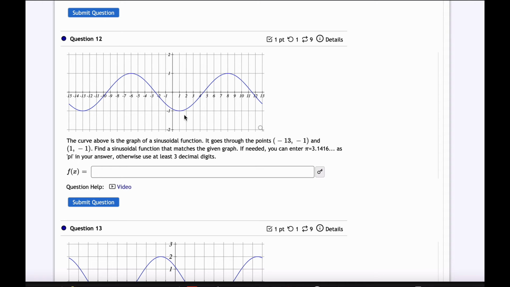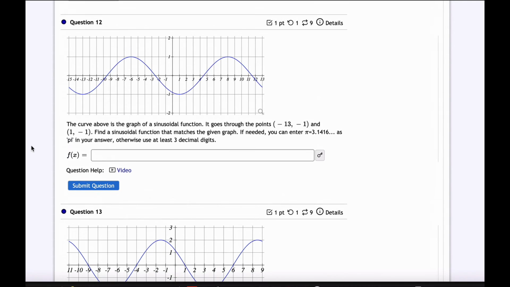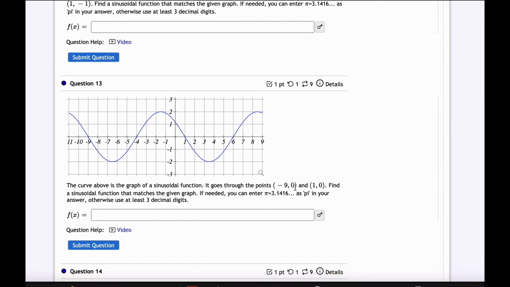And you could figure out the period and you could figure out the phase shift, amplitude and midline, and which of your functions you want to use and whether the orientation is normal or reversed. Come up with your equation and type it in right here. And I hope you don't hate doing that because you do the exact same thing in 13, except they give you a different graph. Instead of going through these points, it tells you that it goes through -9, 0, and 1, 0. So what you're supposed to do is use this as your starting point and this is your ending point. Oh man, that was brutal.